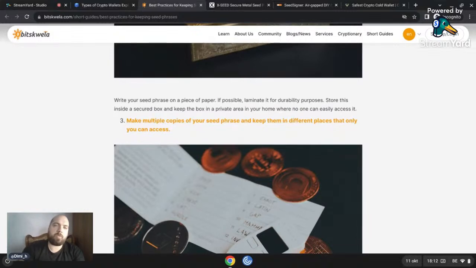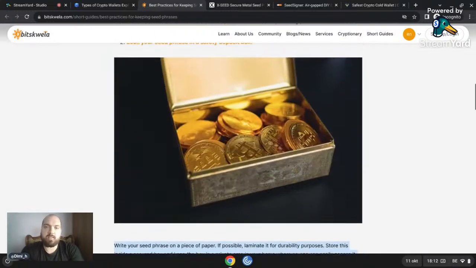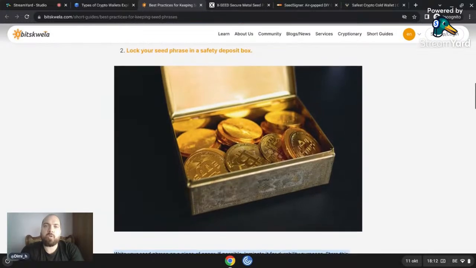Now, one important thing is being mentioned here. Write your seed phrase on a piece of paper, which is a little bit of a giveaway. If possible, laminate it for durability purposes. That's one important given. I'll get deeper into it later on. Store it in a secured box and keep the box in a private area in your home where no one else can easily access it. Like I said, it's all about you having sole access to your funds.